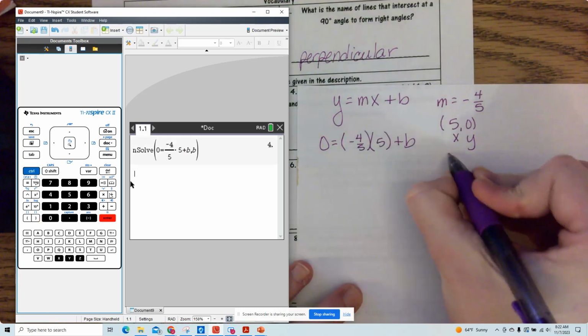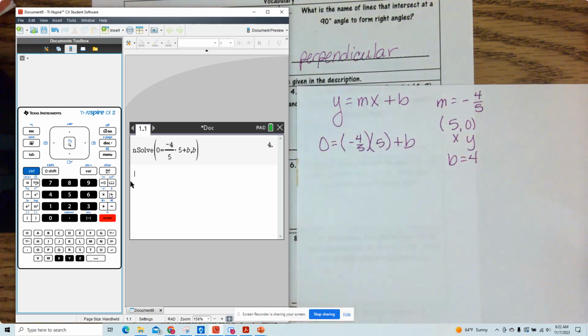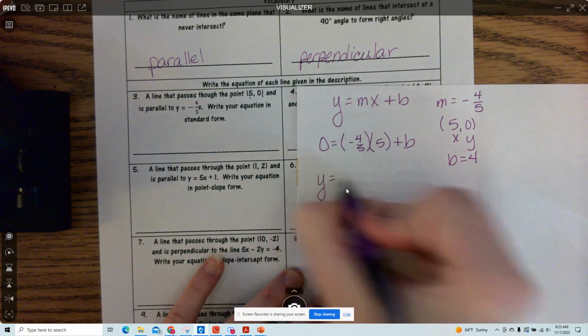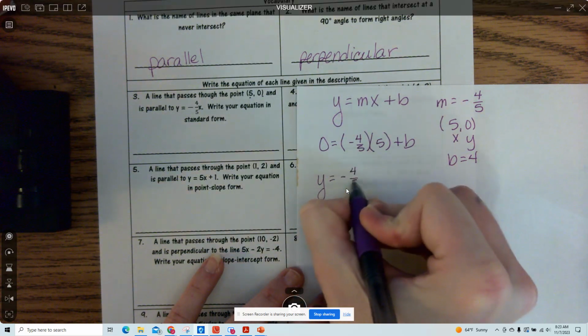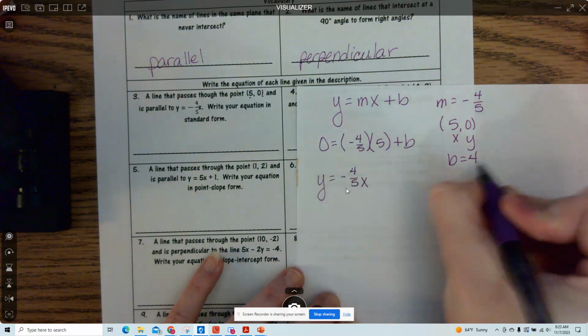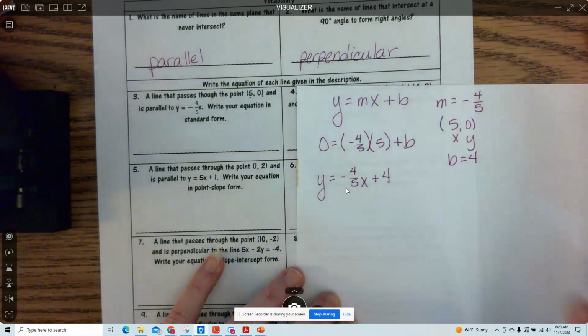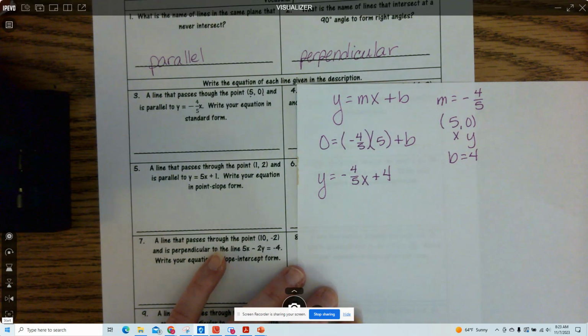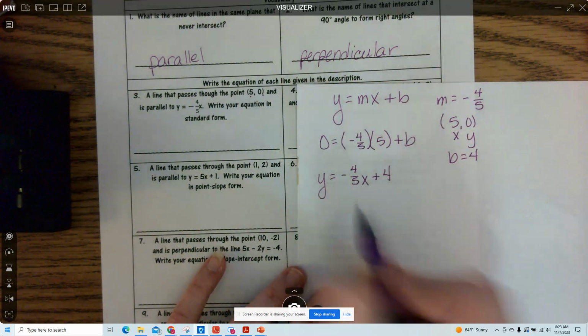So B equals 4. So my equation in slope-intercept form, y equals m is negative 4/5 x, and then the b is 4. Now I have to convert it to standard form. I know we struggle with this. We've got to be able to do it, though.